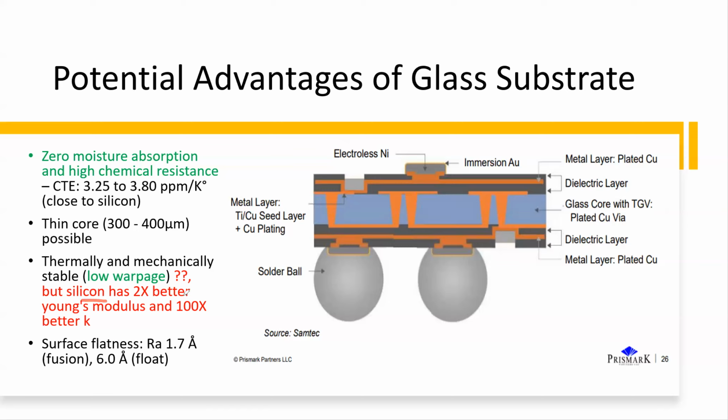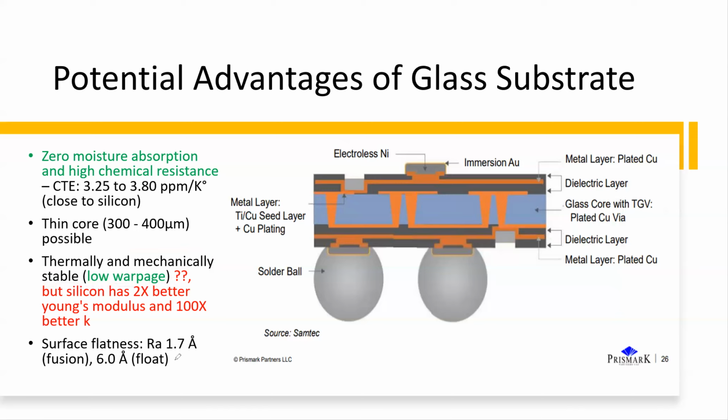But with silicon, that's not the case, right? Silicon has 2x Young's modulus. SiO2 is about 75 gigapascal, and silicon is 130 or higher, depending on the phases. So you see, silicon is better, and the thermal conductivity is much better too, right? Silicon is a metal-like conductor and this is an insulator, so it's 100 times better. So I think this wording from Prismark is saying compared to organic. I don't think he meant comparing to silicon.